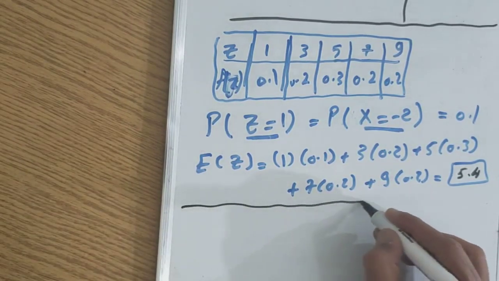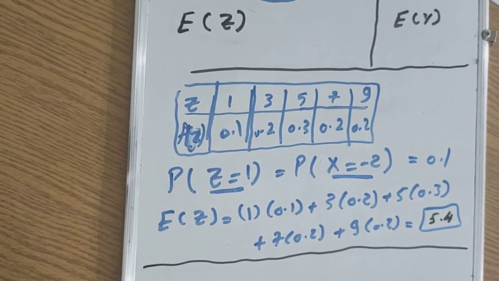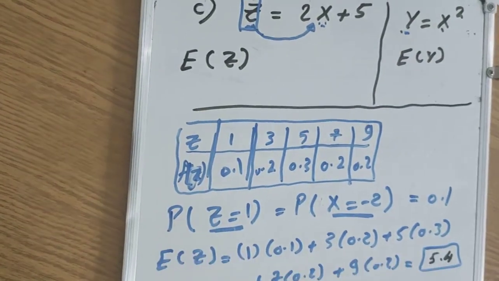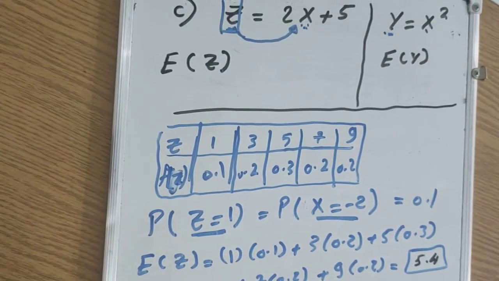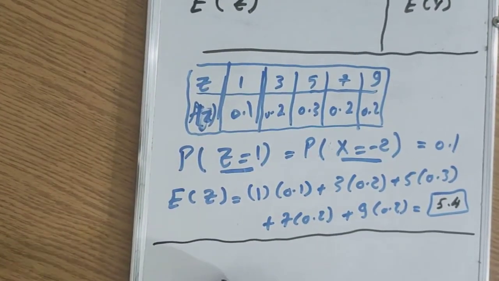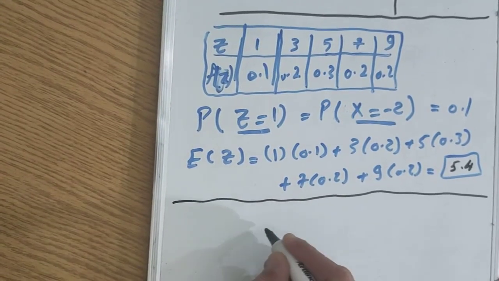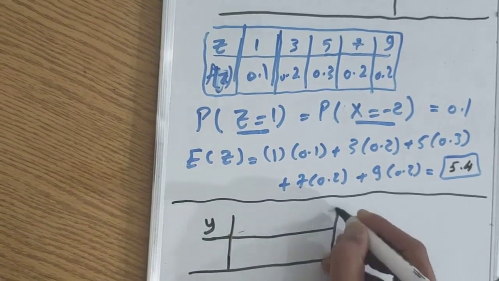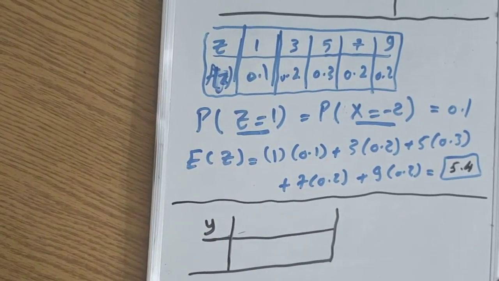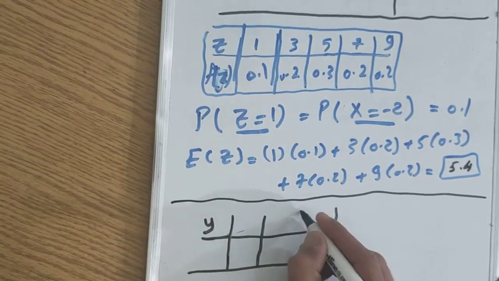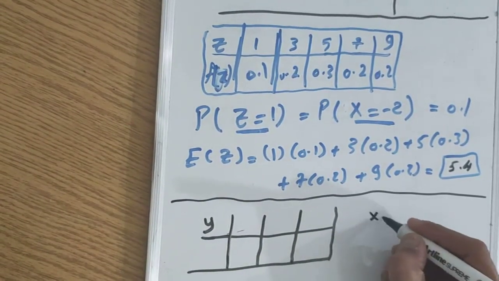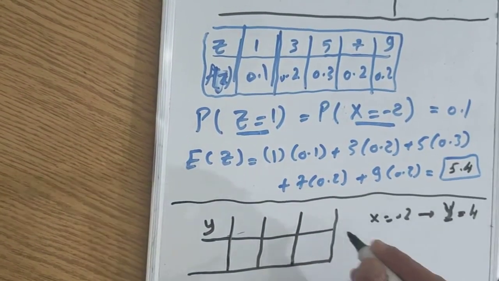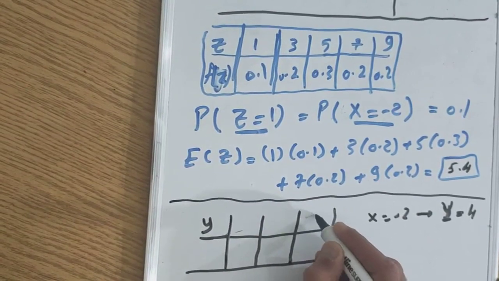Now what about y? Y in this problem is defined by x squared. Y is a random variable that also depends on x, but it's not a linear dependent relation. So we need first to check the values of y from x. As we have the relation x squared, that means when x is equal to negative 2, y must equal 4. So the first possible value for y is 4.